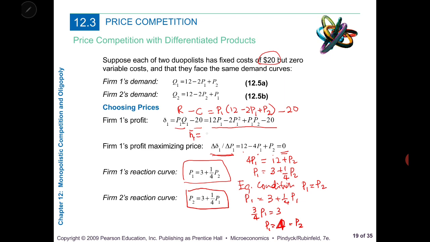Profit of firm 1 will be 12 times 4 minus 2 times 4 squared, plus 4 times 4 minus 20. If you use your calculators, you should get 12. Okay, so price for firm 1 is 4, profit for firm 1 is 12. Then it's the same for firm 2.